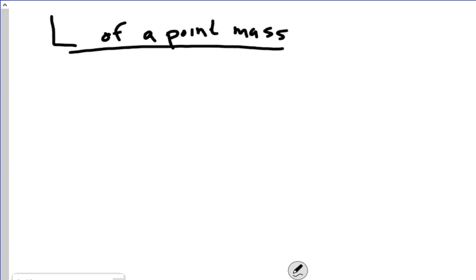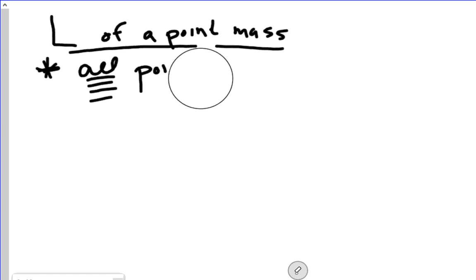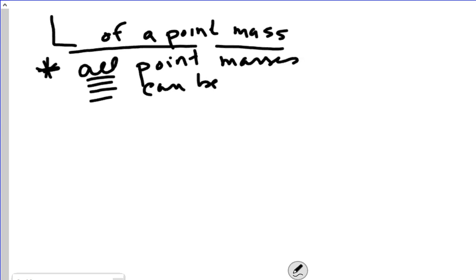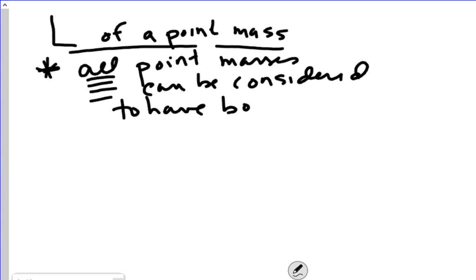Okay, now I'm going to put a big old star. We're going to start out here with this. All right, so triple underline that: all point masses can be considered to have both an angular and a linear momentum.